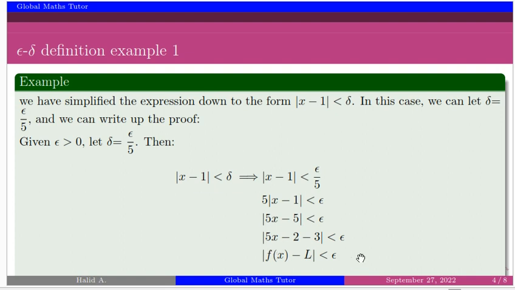So if we got these expressions, it means for every epsilon greater than 0, there exists a delta which is epsilon over 5. Whenever these expressions hold, then we can be assured that |f(x) minus L| is less than epsilon. So this completes our proof.